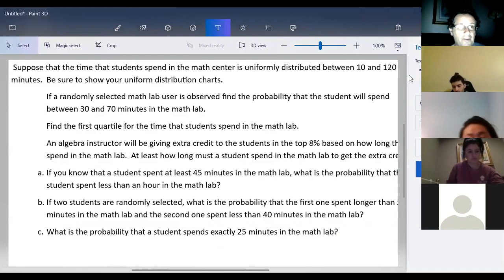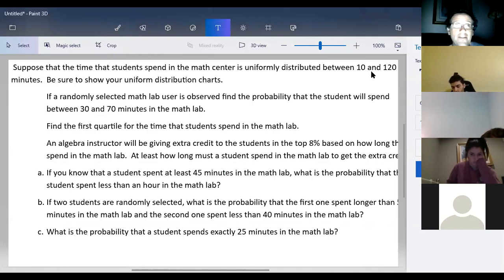Okay. So we're going to find a bunch of things. We're going to find the first quartile for the time it takes. And then, let's suppose that we're going to be giving extra credit to students in the top 8%. How long must a student spend to get extra credit? And then a few other things. Okay, but let's start out with uniformly distributed between 10 and 120.